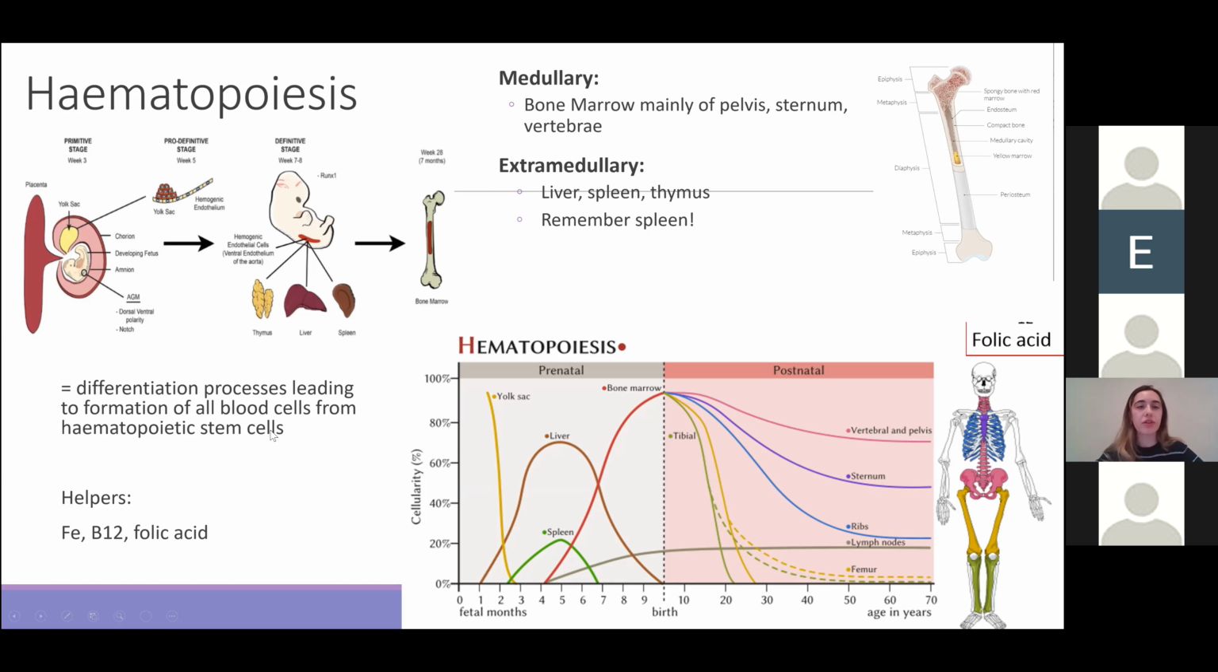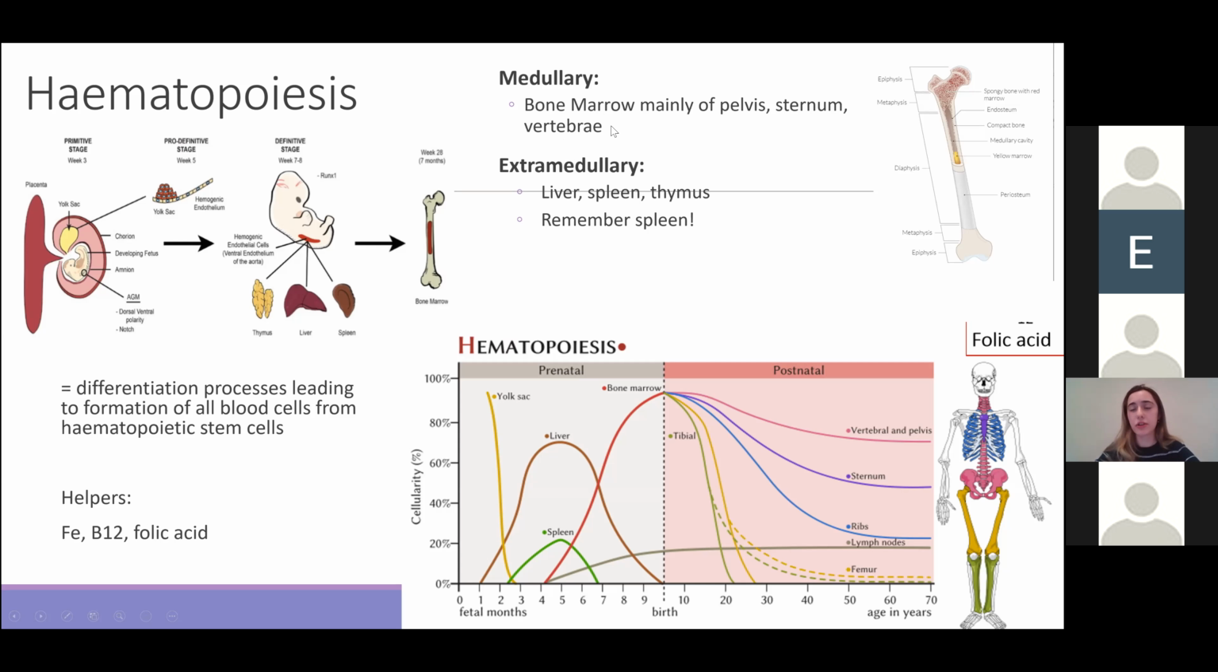Okay, so hematopoiesis is basically the differentiation process where your stem cells create all your red blood cells, white blood cells, platelets, all those kinds of things. And the differentiation involves cytokines and growth factors and things like that. And also some helpers, which is really important when we talk about anemia. So iron, B12 and folic acid.